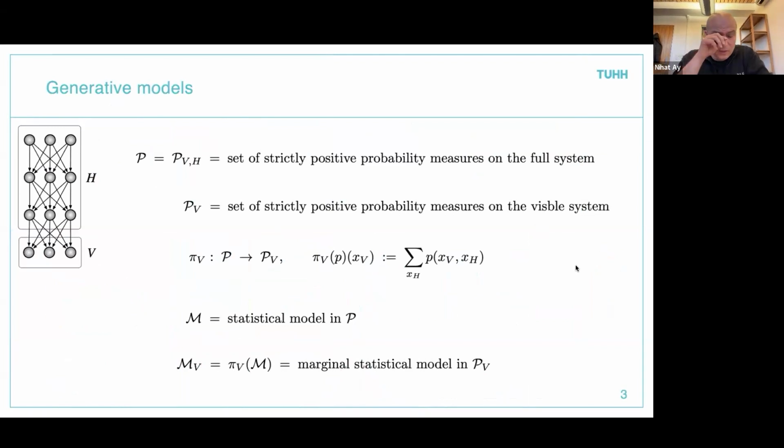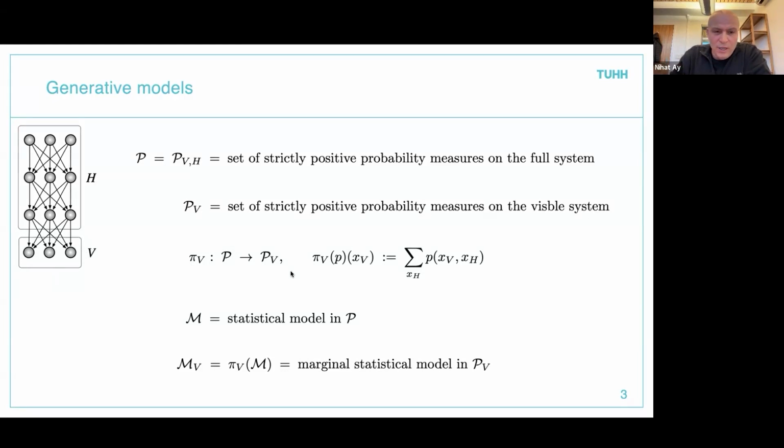I'm starting with some review of generative models, also with the intention to fix notation. This is a general picture. You have a system, let's say a neural network, which consists of visible nodes and hidden nodes. That defines a set of probability distributions, sitting in the full set of probability distributions denoted here by P, or P index V,H. This is a set of probability distributions on all states of the system consisting of visible and hidden states. Then we have the probability distributions on only the visible states, denoted by PV, and the natural marginalization map, which takes the joint probability distribution on the full system and marginalizes out the hidden states. So this way we have a nice mapping here.